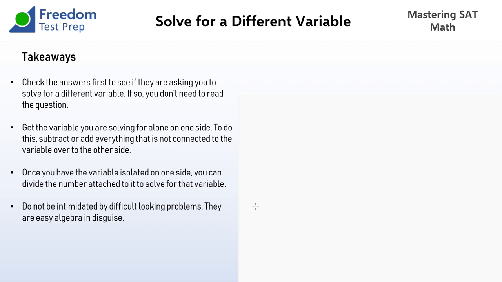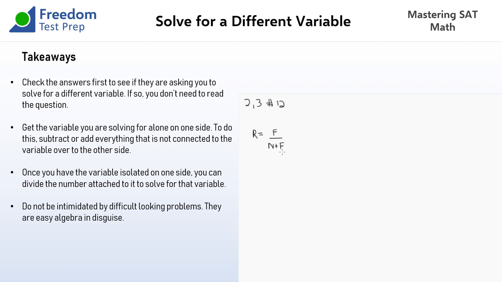Okay, we're going to go to test 2, section 3, number 12. All right, and this time we have no numbers at all. We just have letters. Doesn't matter. I don't want you to freak out because there are letters. It's still exactly the same concept. And again, we don't have to read the problem. We just look at the answers and we see, all right, we're solving for F.